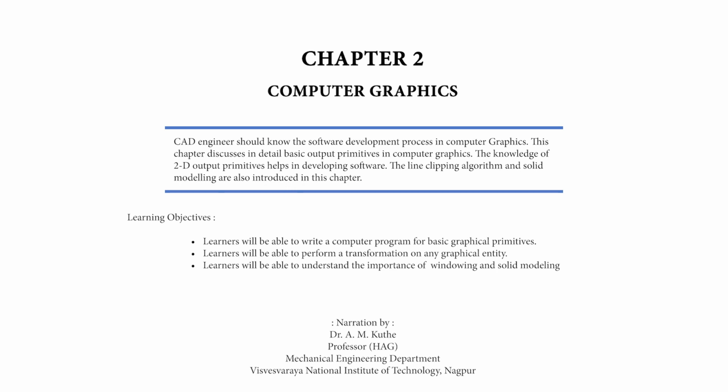Para 2.3. Line generation algorithm. There are two types of algorithm used for line generation. Number 1, digital differential analyzer, DDA. Number 2, Bresenham's algorithm. In both these algorithms, certain common features are incorporated. If the two endpoints of the line are known, then the slope of the line can be found out. The slope of the line m is given as m equals delta y by delta x. Therefore, delta y equals m delta x.